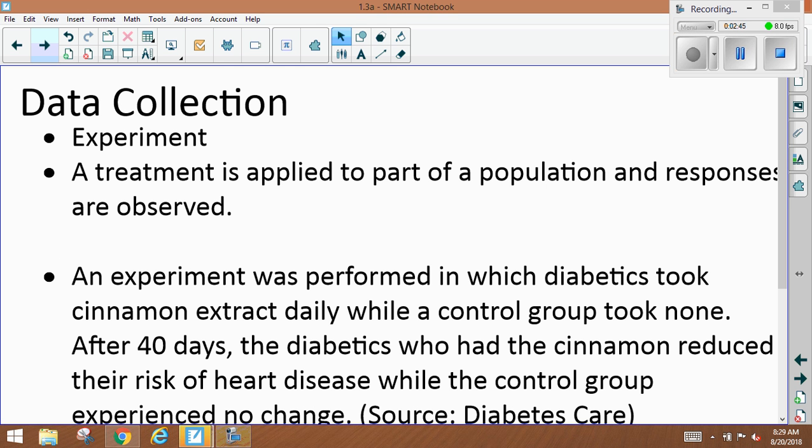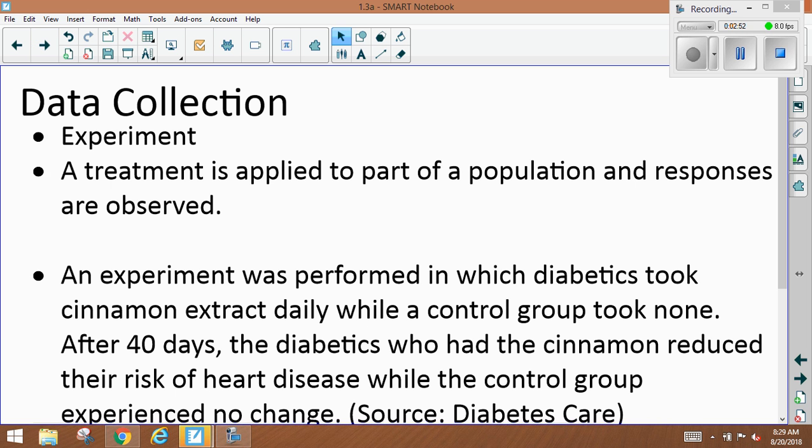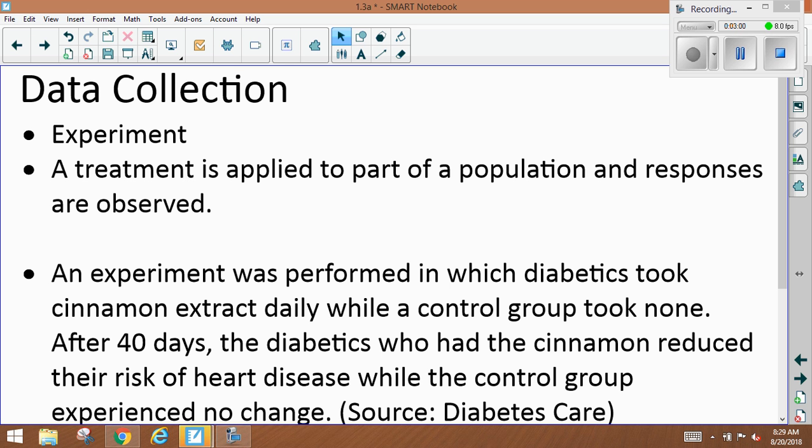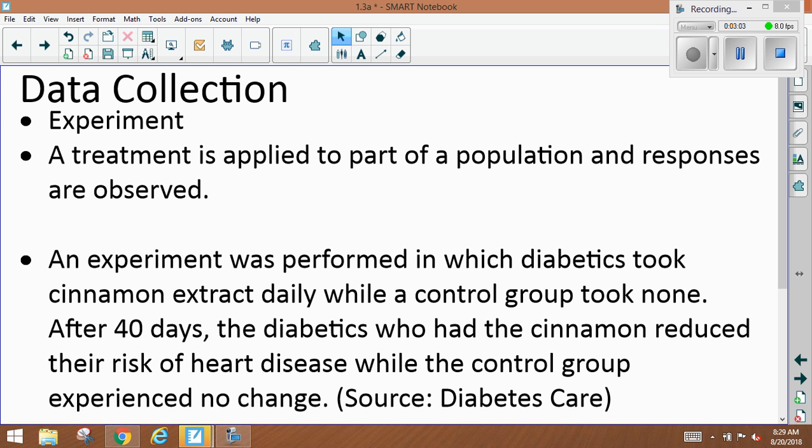Okay, so another method of data collection, an experiment, right? Which was what I was telling you. We're going to apply some treatment, right? So we're going to actually see if we can do something to change the response. There's a good example.